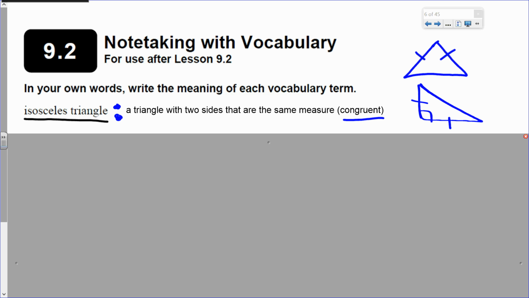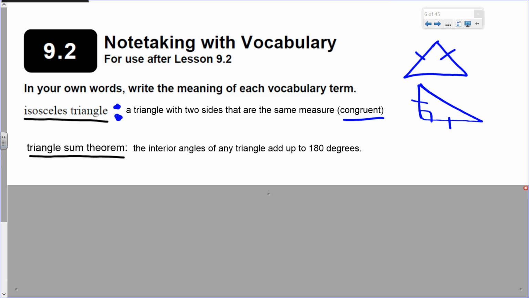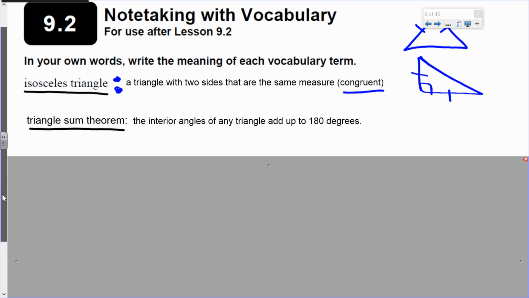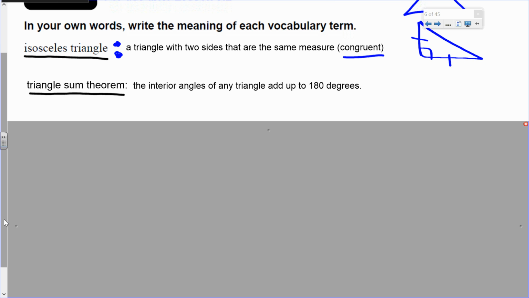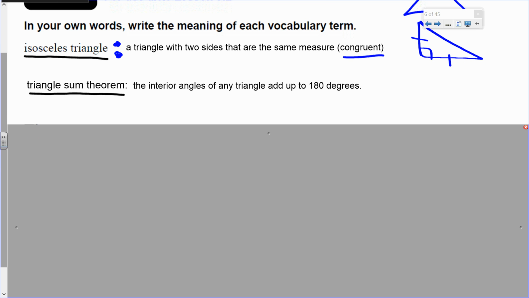Second word. Triangle sum theorem. You're going to write this one in. The first one was written for you. Underneath the isosceles triangle, let's go ahead and write triangle sum theorem. The interior angles of any triangle add up to 180 degrees.